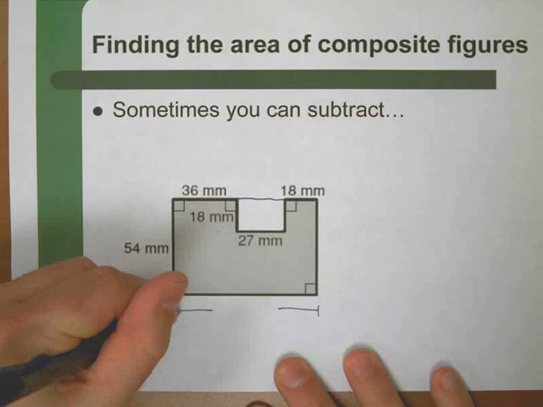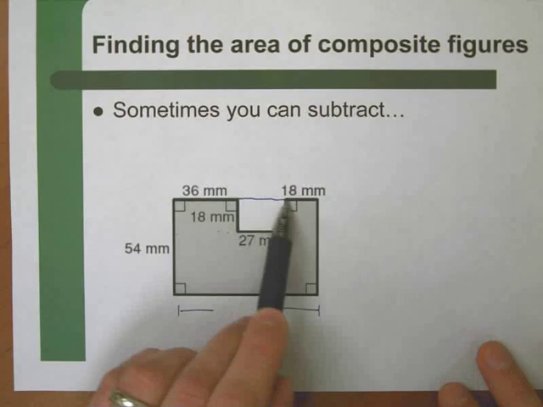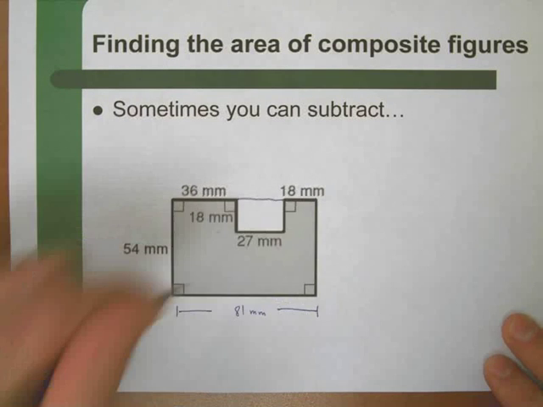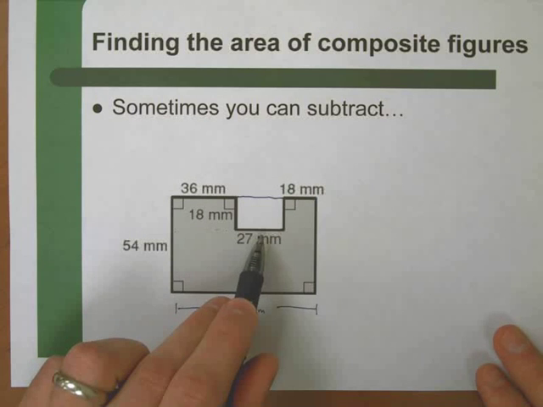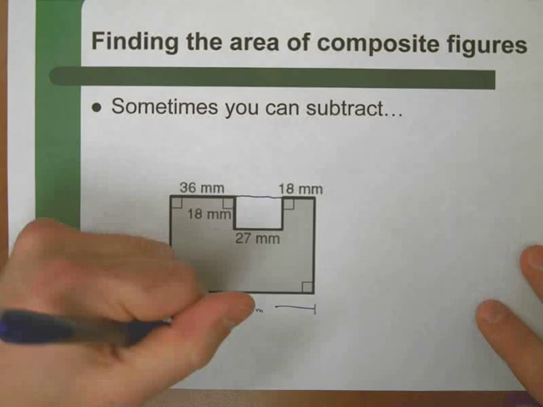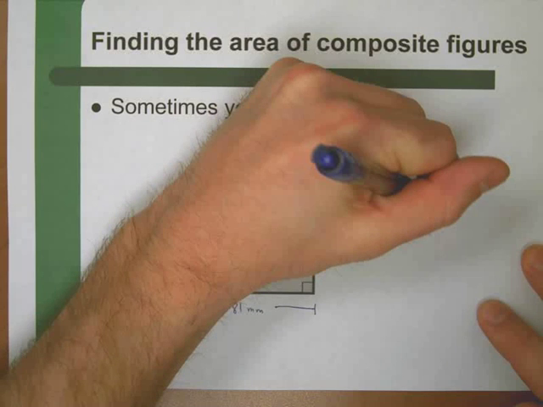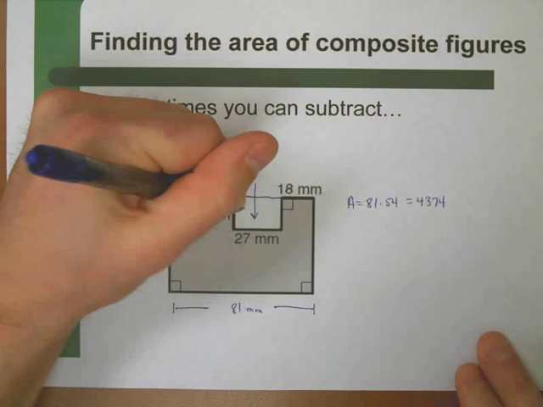Well, so my trick then maybe is to figure out exactly what that dimension is. And so if I add up the 36 plus the 27 plus the 18, in other words, all the horizontal pieces here, 36 and 27 and 18 add up to 81 millimeters total, right? So the area of the big rectangle, without the notch taken out, if that was filled in, the area of that big rectangle would be 81 times 54, which is 4,374 square units.